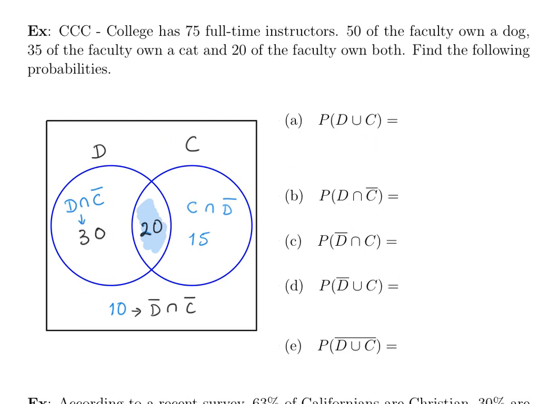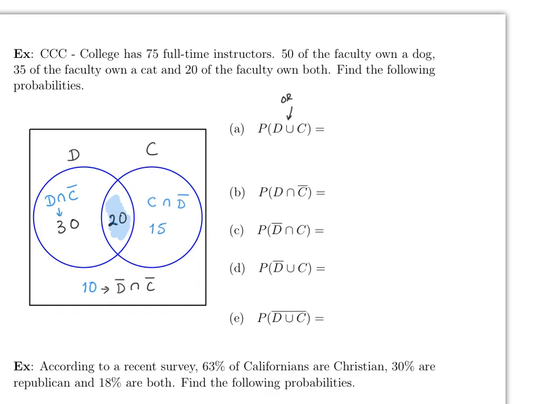Part A is the addition formula, or the happy face. If we follow the formula, this is telling you this should be the probability of D plus the probability of C minus the probability of D and C. You already have all the values. This one is 50 over 75.